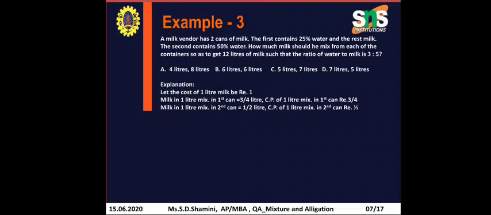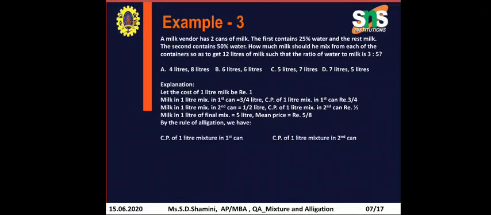So the cost price of 1 liter of milk in the second can is ₹1/2, and milk in 1 liter of the final can equals 5 liters, okay, as it was given, and the mean price is 5/8, the total price.